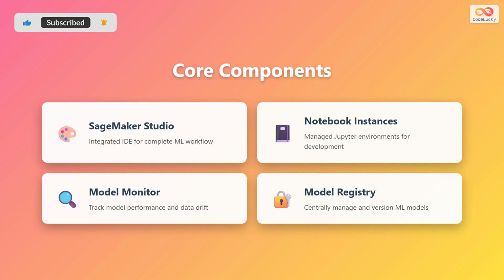These provide isolated compute resources where you can write and execute code for data exploration and model development. Model Monitor tracks model performance and data drift over time. Once your model is deployed, Model Monitor continuously evaluates its predictions and alerts you if the model's performance degrades or if the incoming data distribution changes significantly. Finally, Model Registry is a centralized place to manage and version your machine learning models. It helps you organize models, track their lineage, and manage their approval workflow before deployment to production.